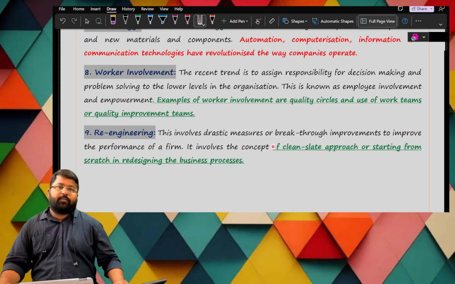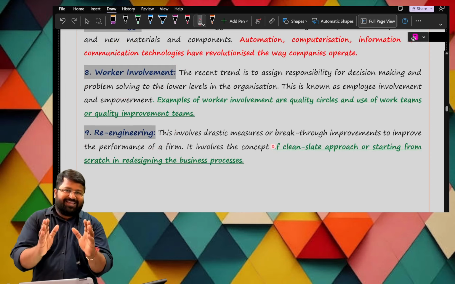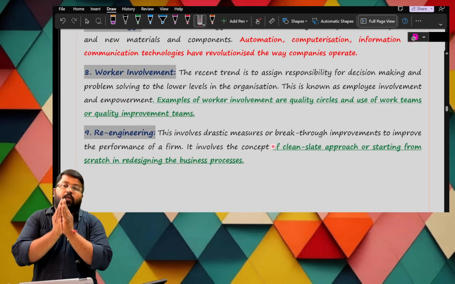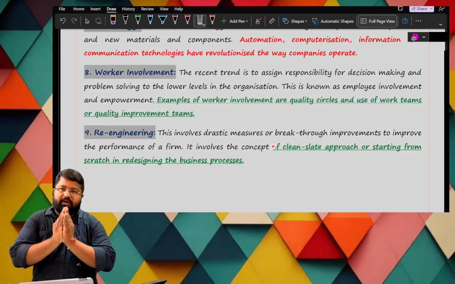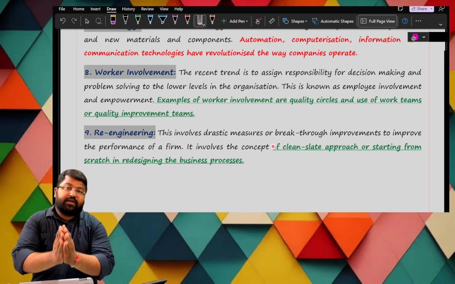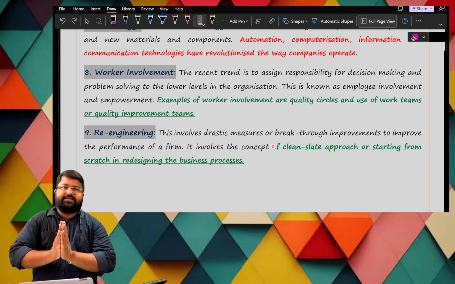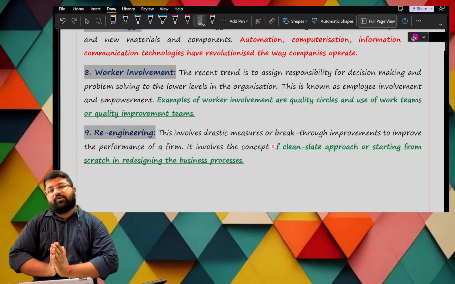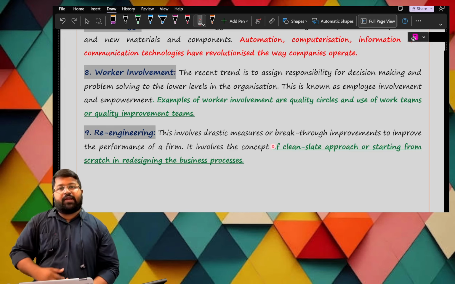"Sir, you have discussed only nine topics." What I'm telling you, please listen peacefully. Whatever I'm telling you, revise only that area. Never go with other materials. "Sir, in our ICMA book, there are many points. Sir, you are mentioning only 9 points."